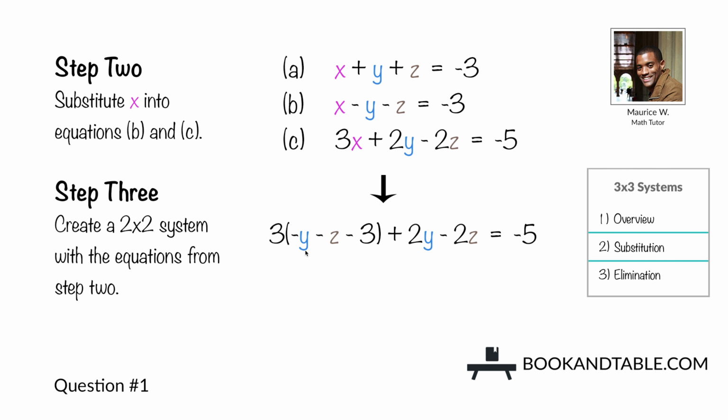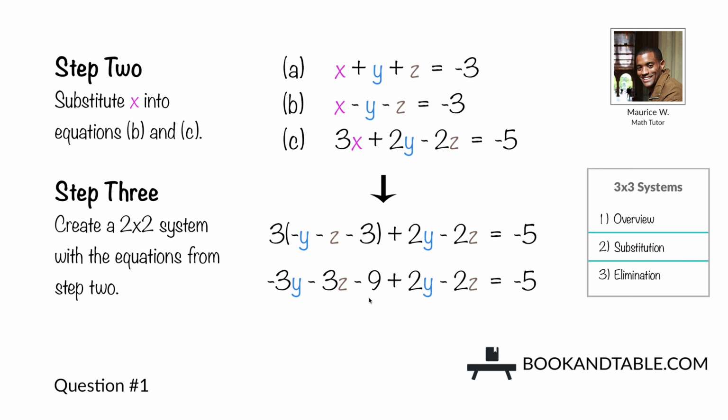And now we plug in our expression for x into equation C. So we get 3 times negative y minus z minus 3 plus 2y minus 2z is equal to negative 5. So we begin by distributing this 3 to each of these terms inside of the parentheses, giving us 3 times negative y, which is negative 3y. 3 times negative z is negative 3z. And 3 times negative 3 gives us negative 9. Plus 2y minus 2z is equal to negative 5.